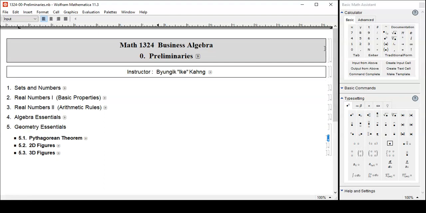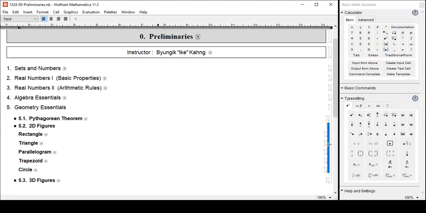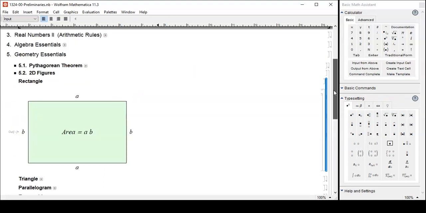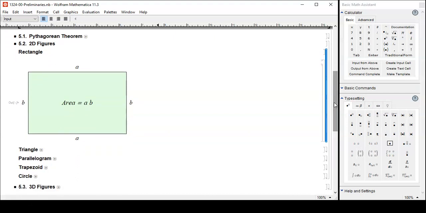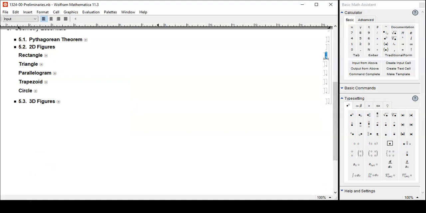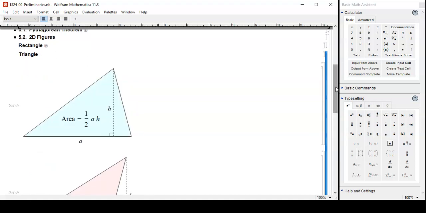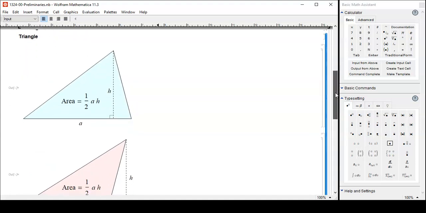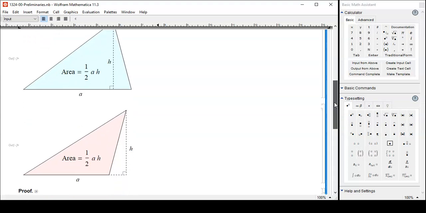Next, some 2D figures. Rectangle. Everybody should know the rectangle. Area is a times b, and the perimeter, you just add them all up, so 2 times a plus b. Triangle. Again, everybody should know the triangle formula. 1/2 a times h, base times height.